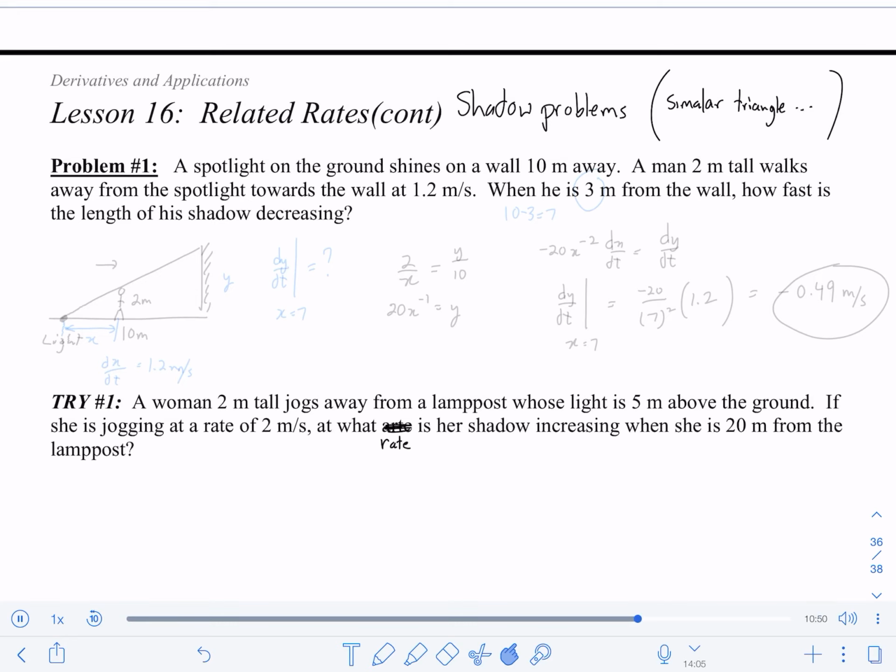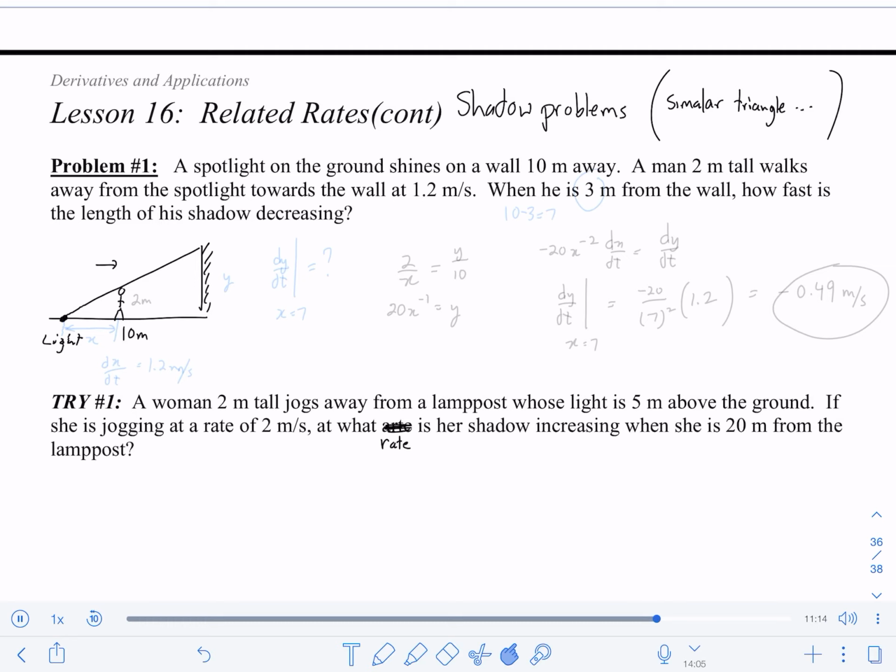So we've got a spotlight on the ground. I'm just going to call that our light. And it's shining on a wall, the wall over here, and the wall is 10 meters away. And a man, a tall man, he's 2 meters tall, and he's walking that way, away from the spotlight towards the wall.